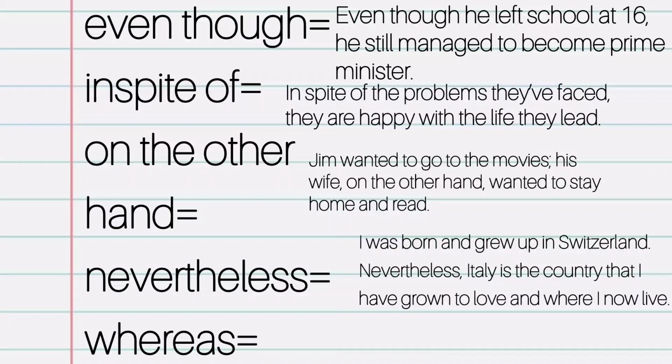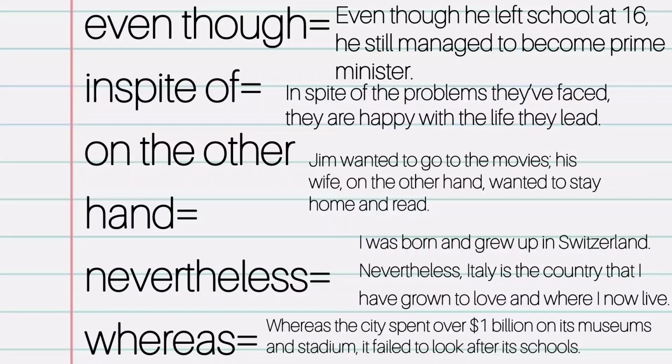Whereas the city has spent over $1 billion on its museums and stadium, it failed to look after its schools. Although they spent this huge amount of money on museums, they couldn't take care of their schools. That's just it. So whereas is kind of tricky, I know that because of the word where, but yeah, simple, just like although and while.